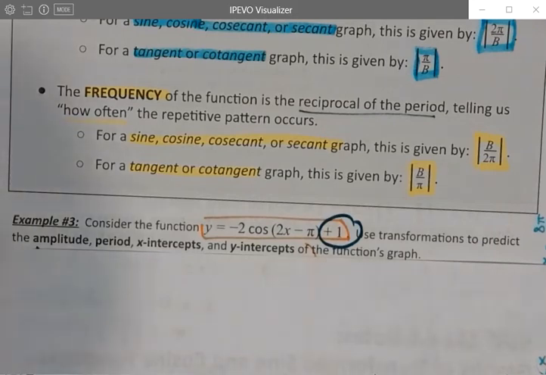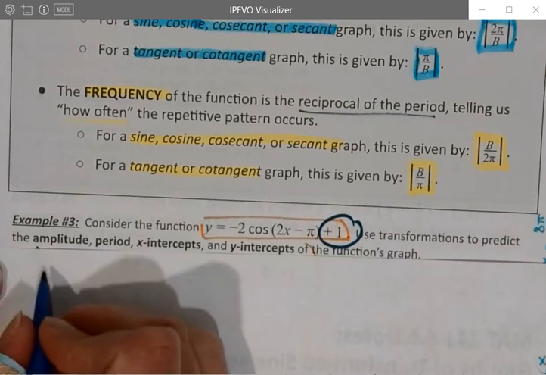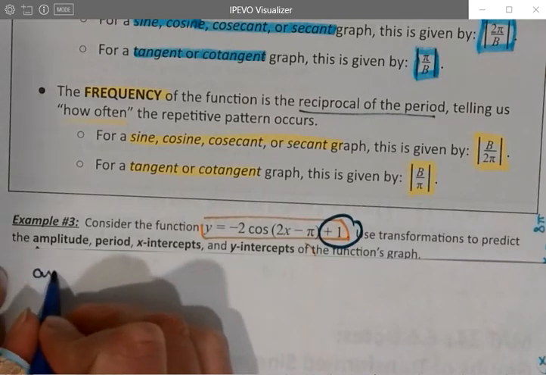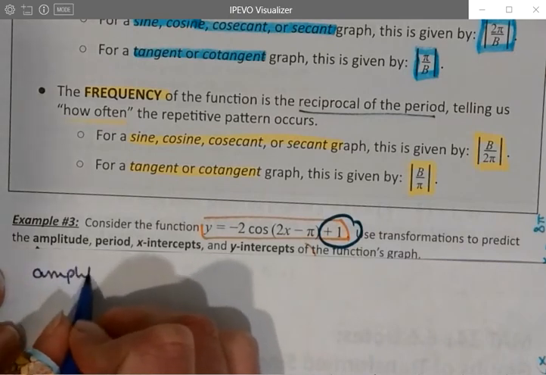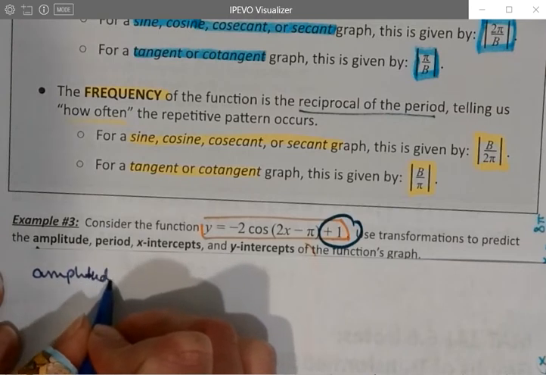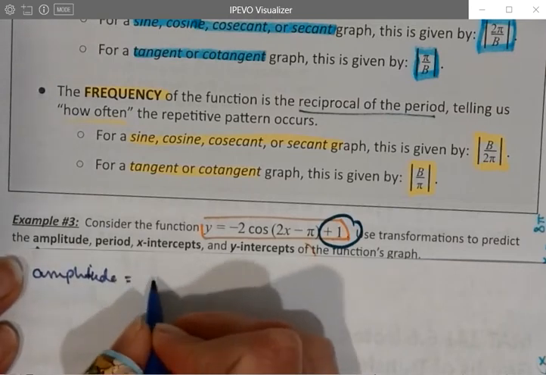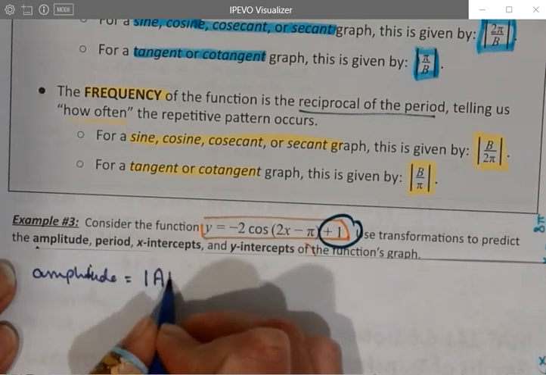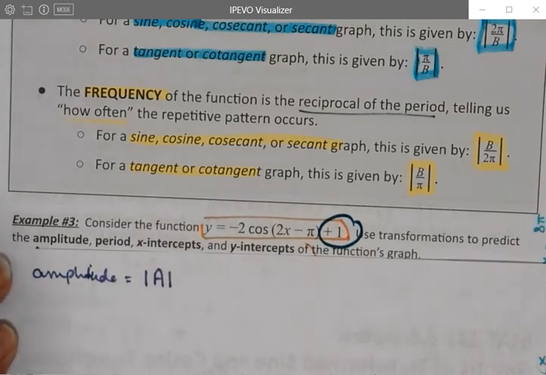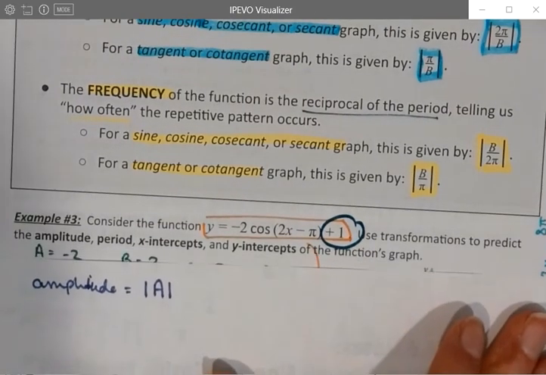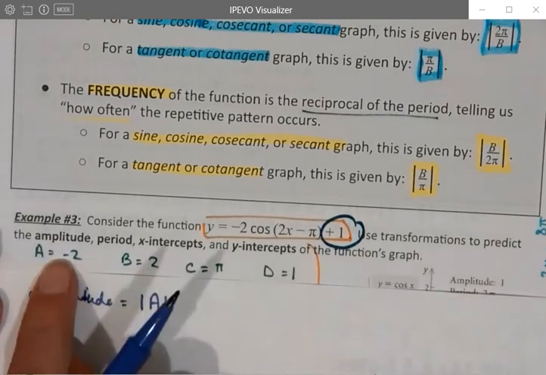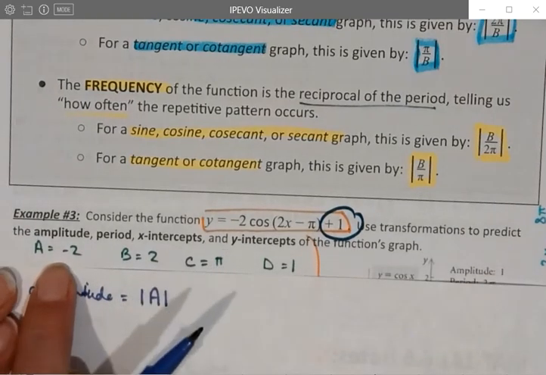Okay, we want to predict these things. So, the amplitude. This one we can do because for this one, we just need the a value. So the amplitude is the absolute value of a. And I already wrote them down, but we can slide down a little bit and just see them before we get started. We can write down what a, b, c, and d are.